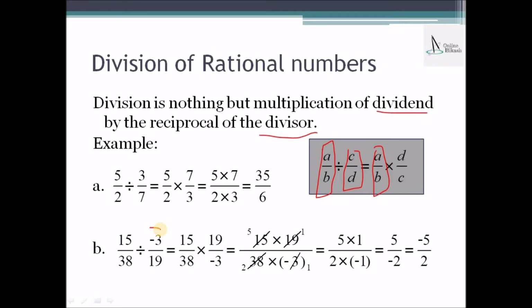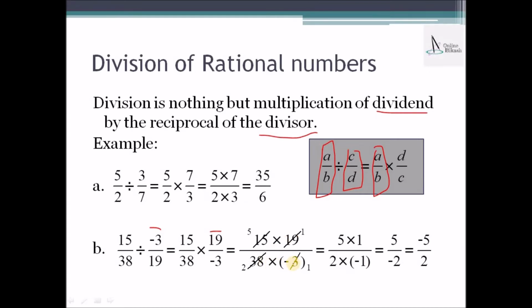So it will change to its reciprocal. So 19 by minus 3. 19 by minus 3. And the division sign has changed to multiplication. Okay, now what we'll do? 15 into 19 and 38 into minus 3.